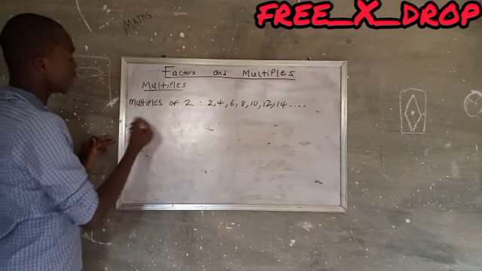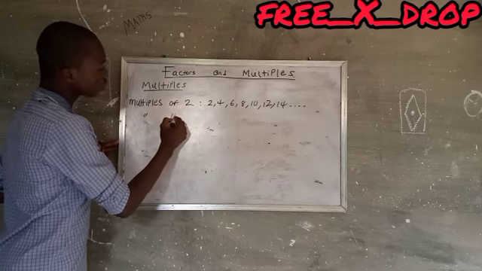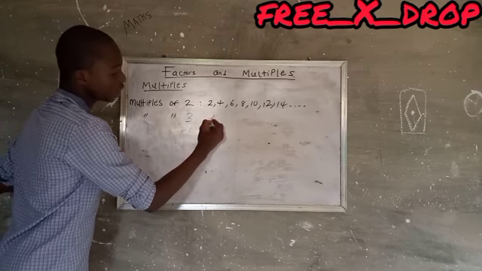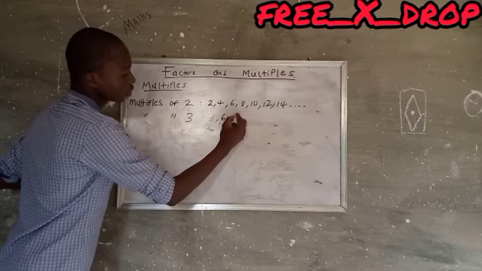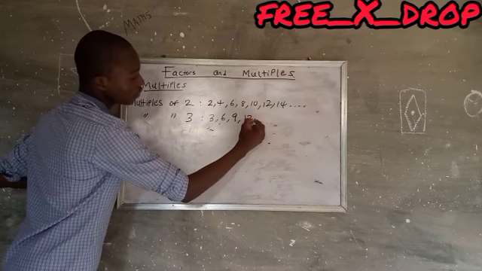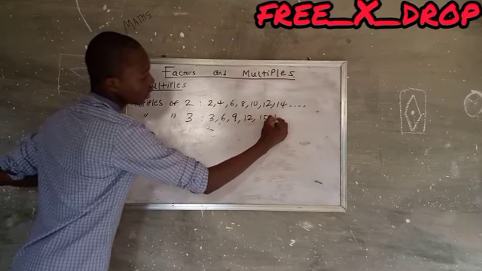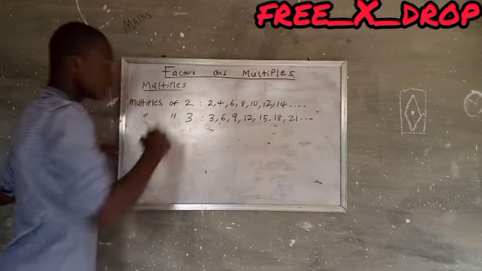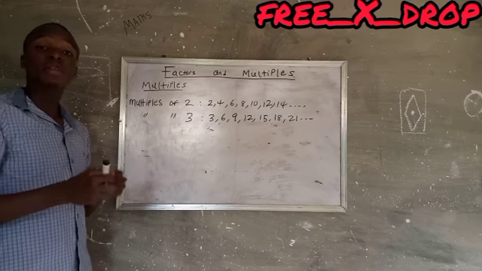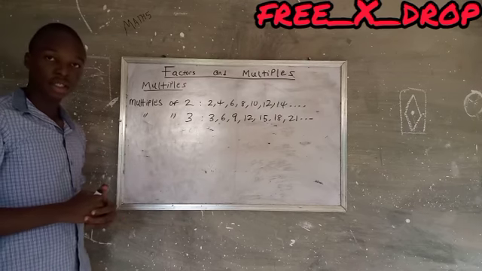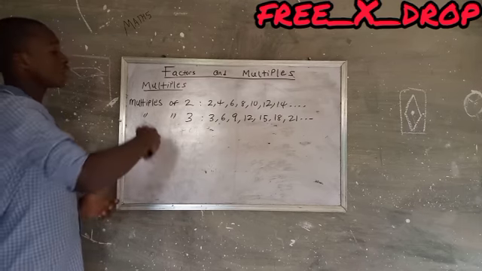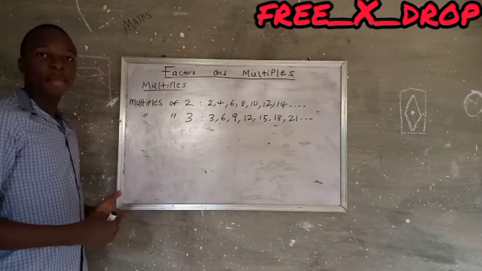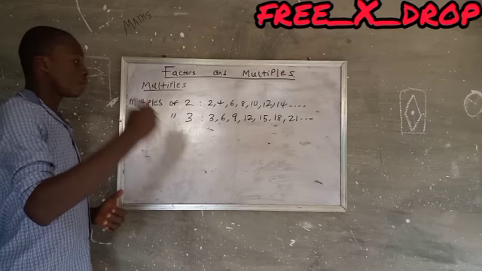And if they say the multiples of 3, we have 3, 6, 9, 12, 15, 18, 21, and so on. So you just keep adding. I told you before, multiples are endless. So you just keep adding and adding and adding the same number to get its multiples.